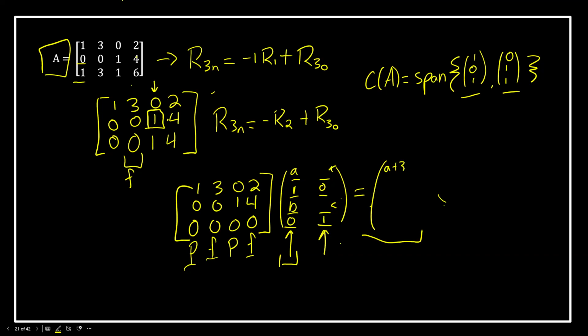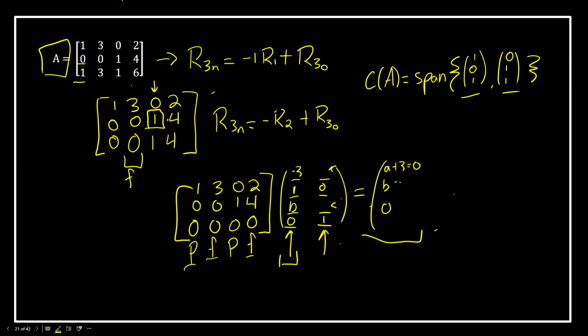When we do our second row times that first column, we get 0 times A, 0 times 1, 1 times B, plus 4 times 0. And then it doesn't matter with this third, because we're just going to end up with a 0 no matter what we multiply it by. So what must A be in order for this to be 0? -3.